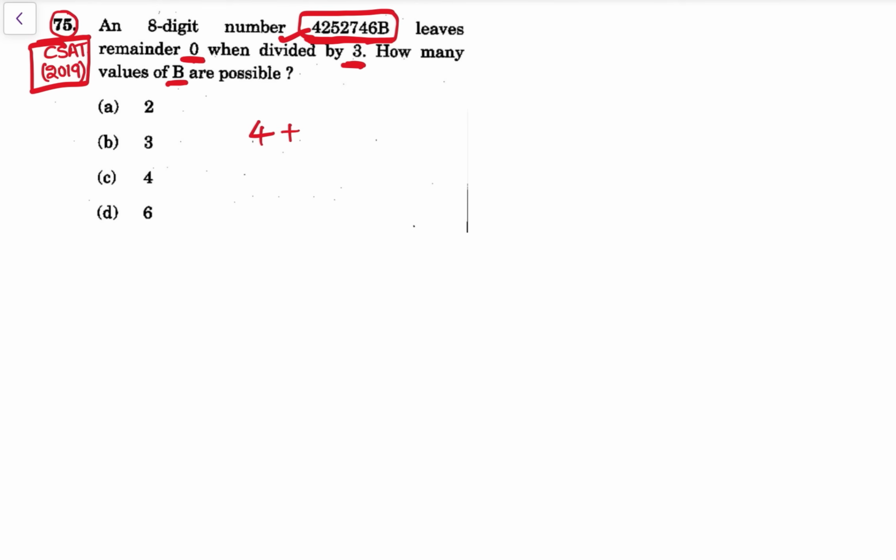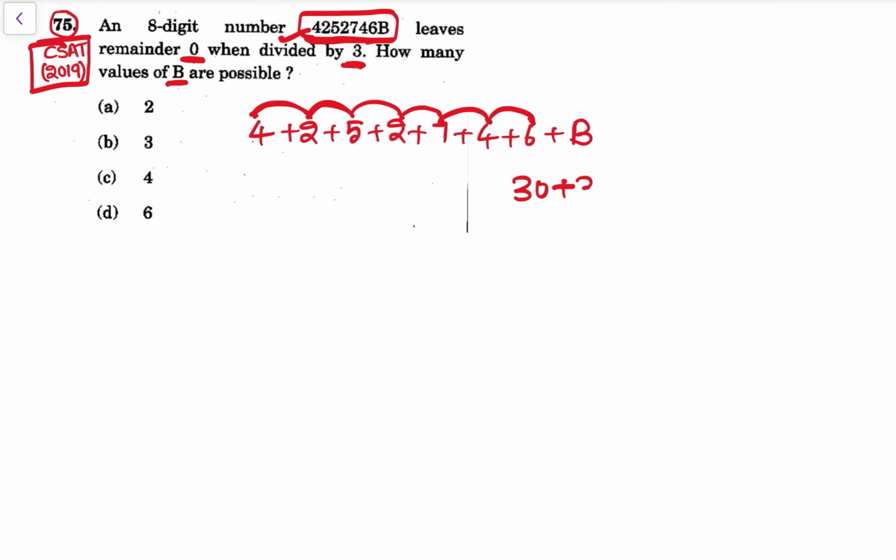So that is 4 plus 2 plus 5 plus 2 plus 7 plus 4 plus 6 plus B. Sum of digits. See 4 plus 6, 11, 13, 20, 24, 30, 30 plus B. Now, how many values of B are possible? See, B can be 0 because अगर B 0 है तो 30 plus B would be 30. So 30 is multiple of 3.